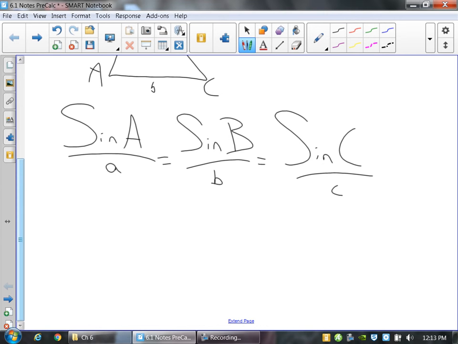Law of sines works whenever you have an angle and its side opposite. That's kind of the trick. You always use law of sines when you have an angle and its opposite, and you can solve the triangle that way.